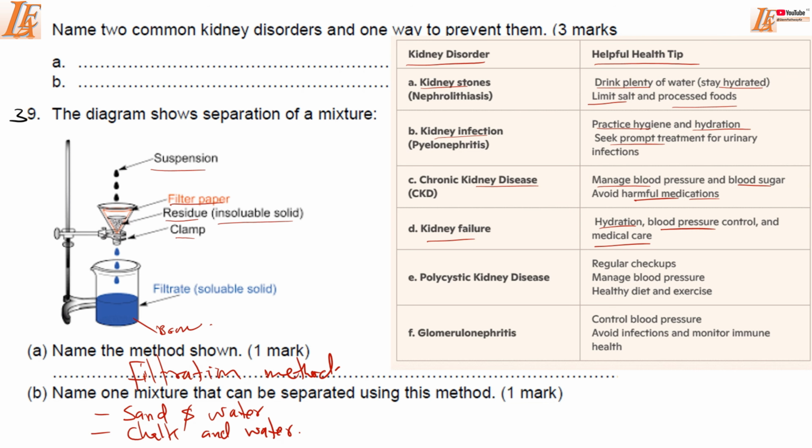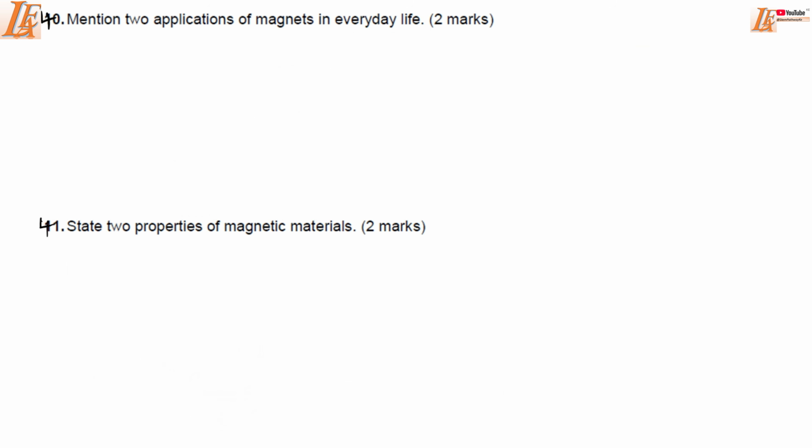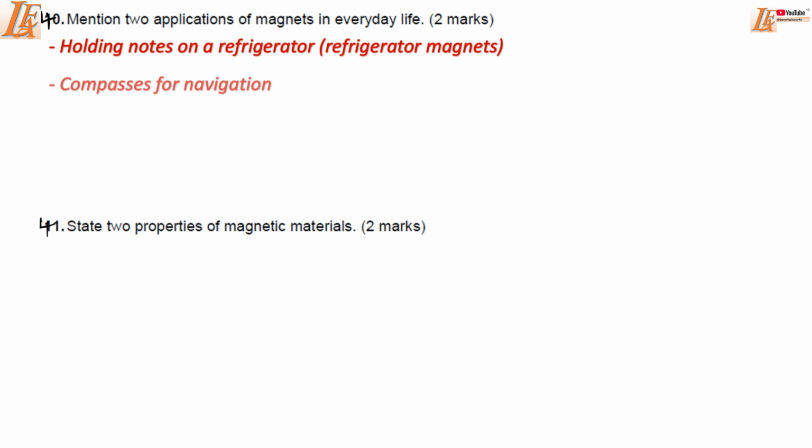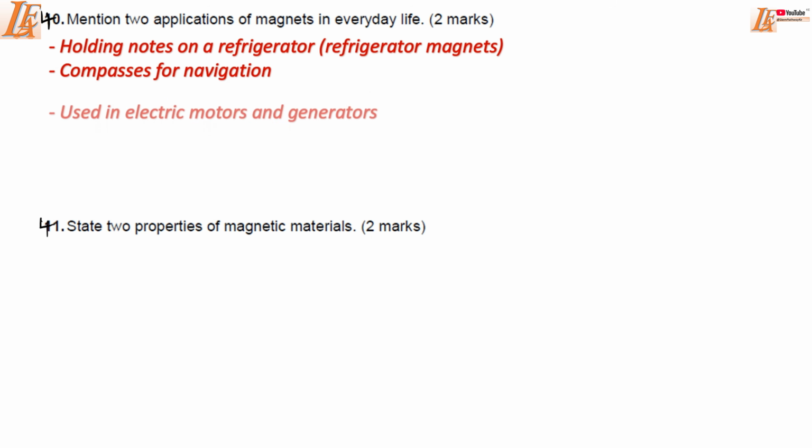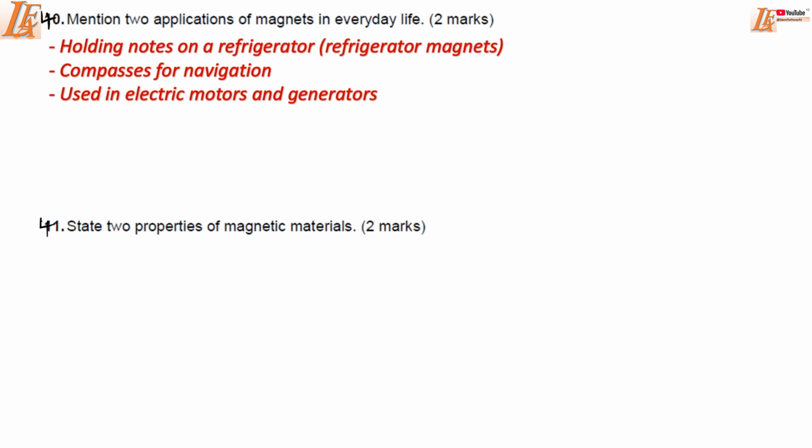Question 40. Mention two applications of magnets in everyday life. So in this case we're going to list several of them, not just two. The first one is that it's used to hold notes on a refrigerator, what we call refrigerator magnets. Then the second one is used in compasses for navigation. The third one is used in electric motors and generators to generate electricity. The fourth one is that it's used in loudspeakers and headphones.